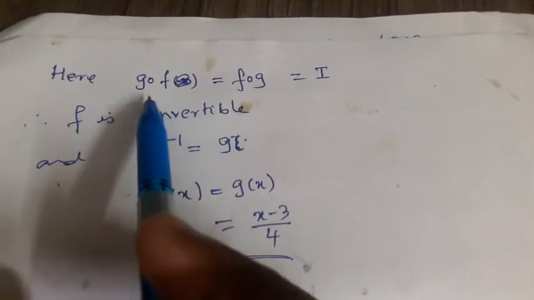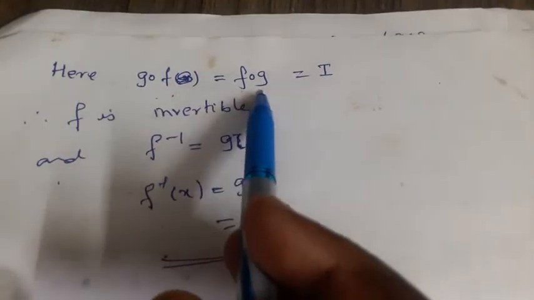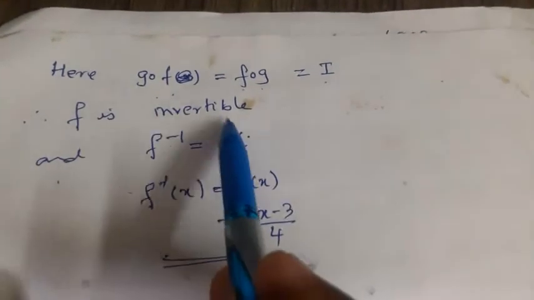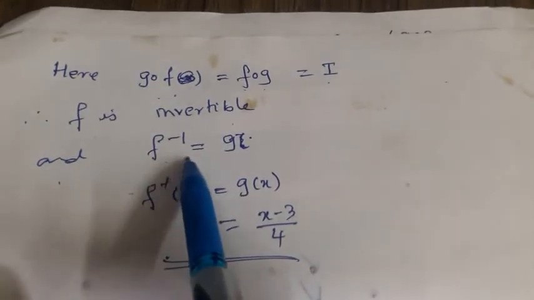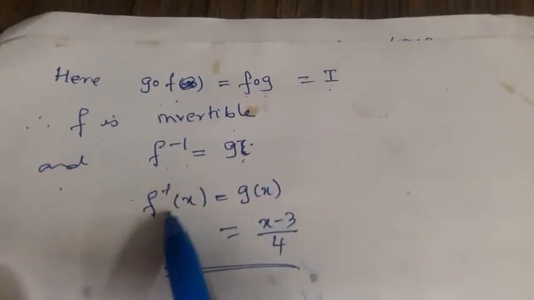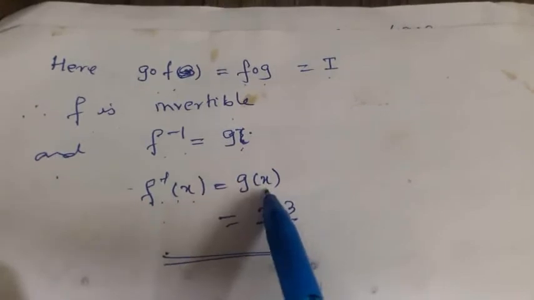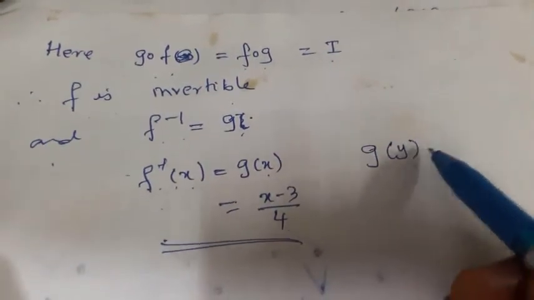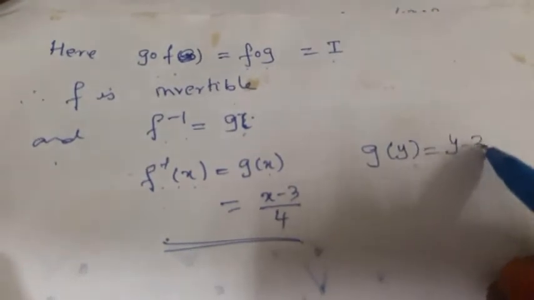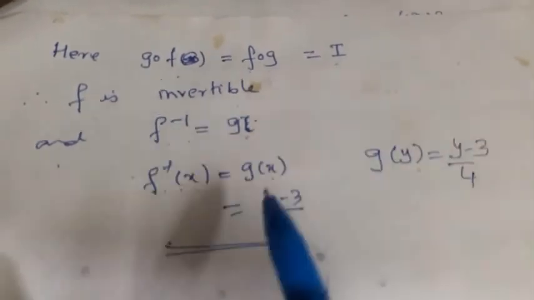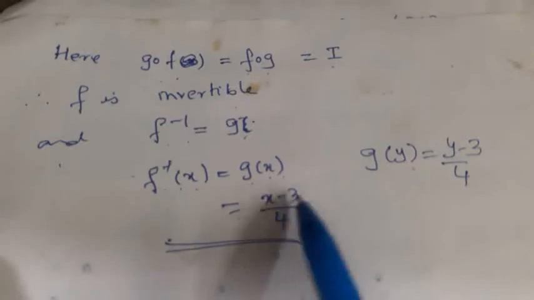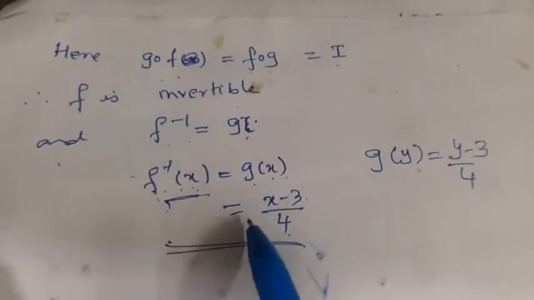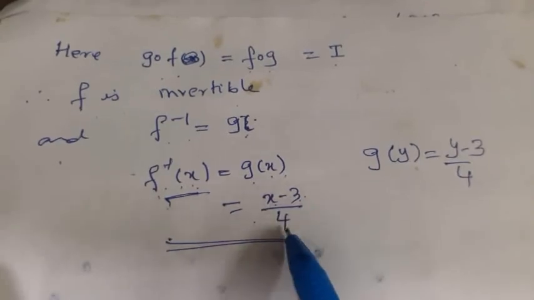Finally, we have g composite f is equal to f composite g is equal to the identity function. Therefore, f is invertible, and f inverse is equal to g. F inverse of x is equal to g of x. We have g of y. What is g of y? G of y is (y minus 3) divided by 4. And what is g of x? (X minus 3) by 4, which is the inverse of f. F inverse of x is equal to (x minus 3) by 4.